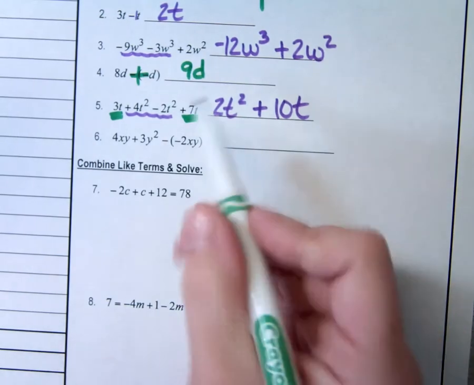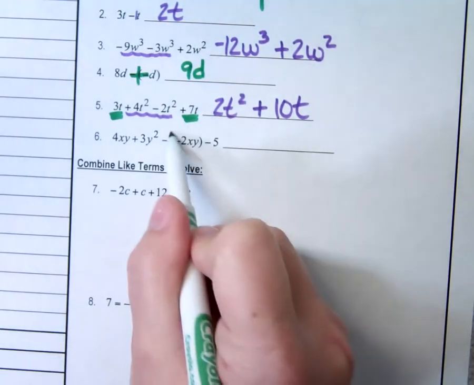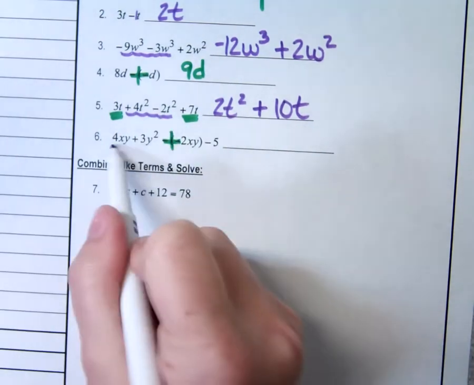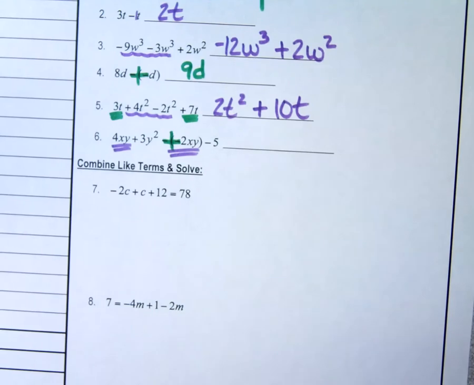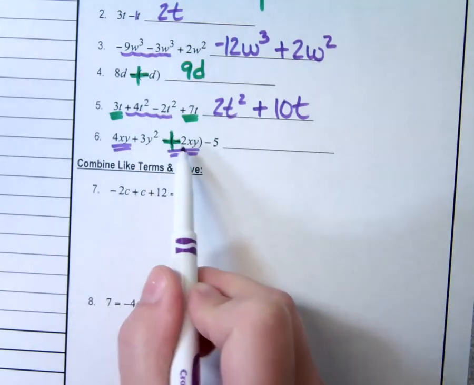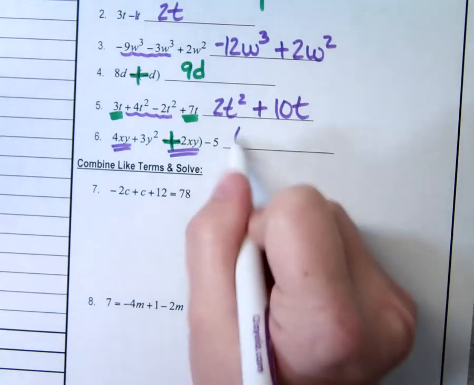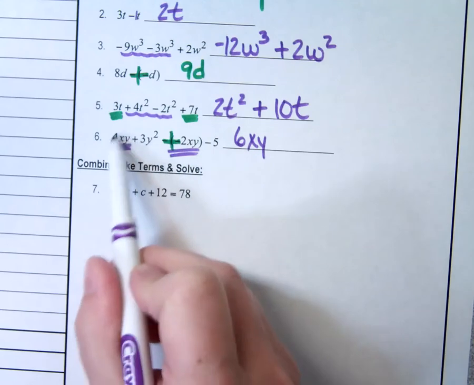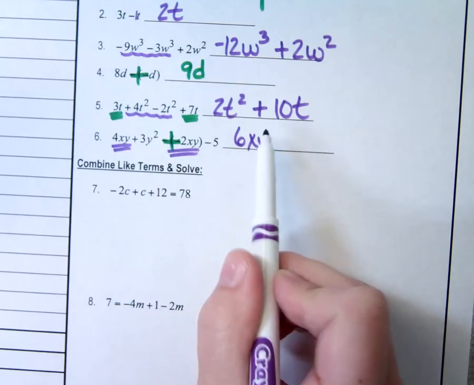Okay, I'm going to clean something up real quick. This minus this negative makes a big plus. Now, do you see some like terms? Here's an xy, and here's an xy. Those are like terms. I can combine those. So what is 4xy plus 2xy? 6xy. You just add the coefficients, and then whatever the variables are, you just recopy them.